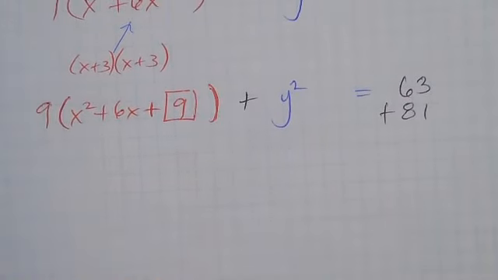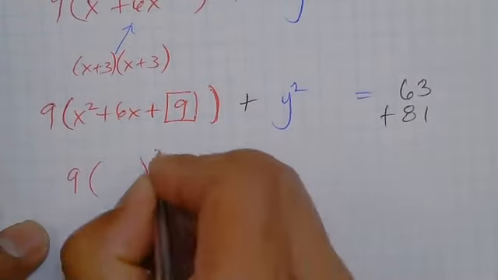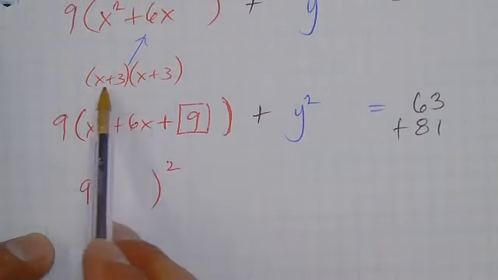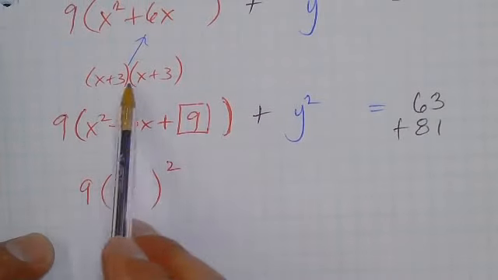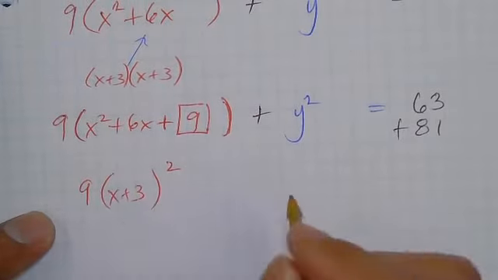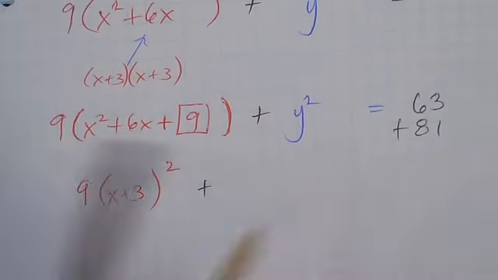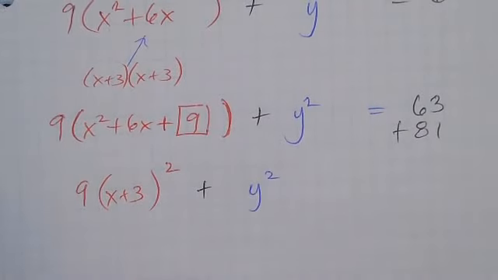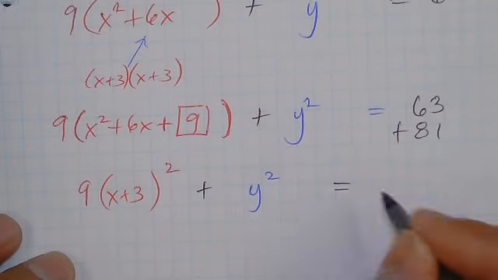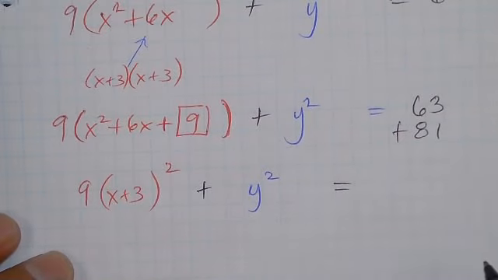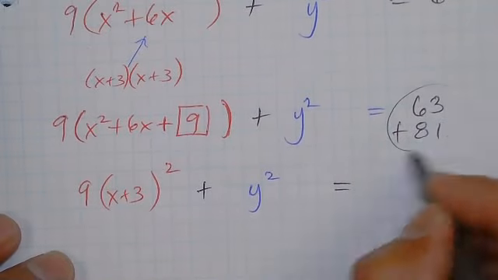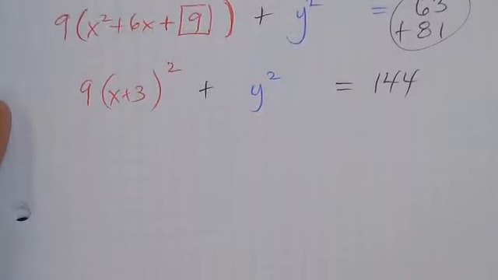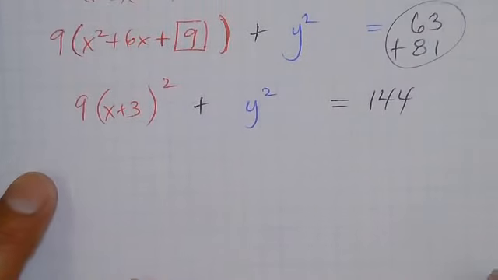All right, we're almost done. Let's see, what are we going to have left? What's left over here? 9 parentheses what? What is squared? You wrote it over here, like you wrote it twice. What is it? X plus 3 squared plus the y squared was nothing to complete. Equals 144? Yeah, when you add that, you get 144.